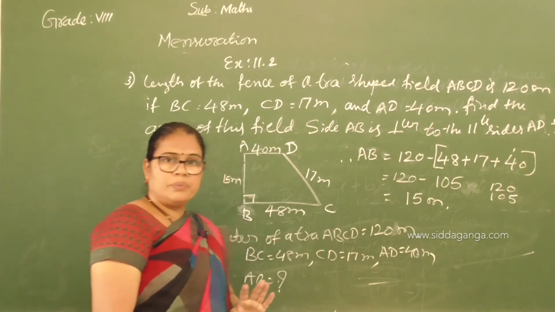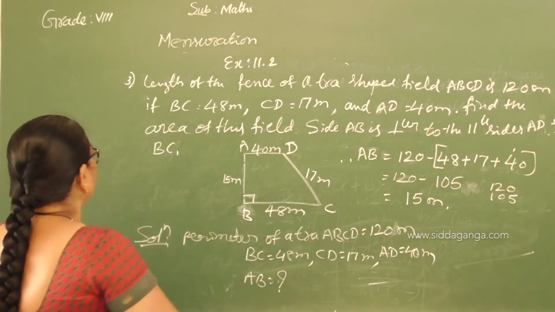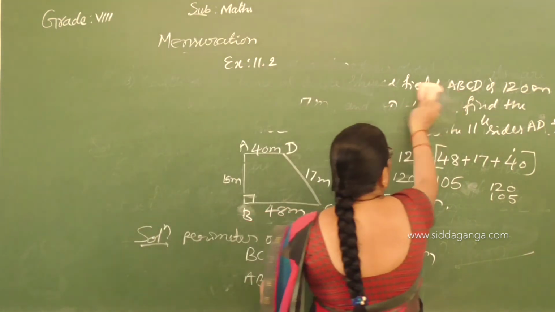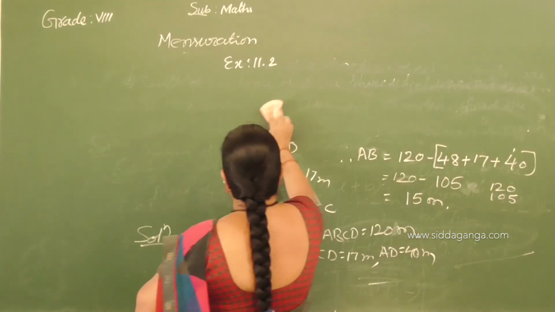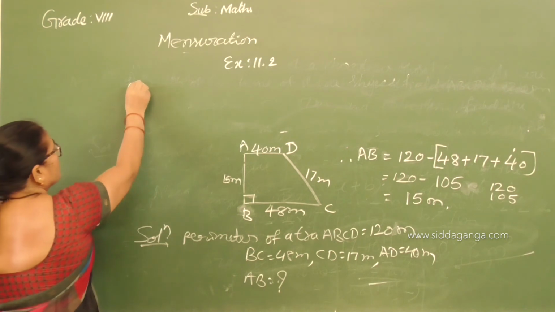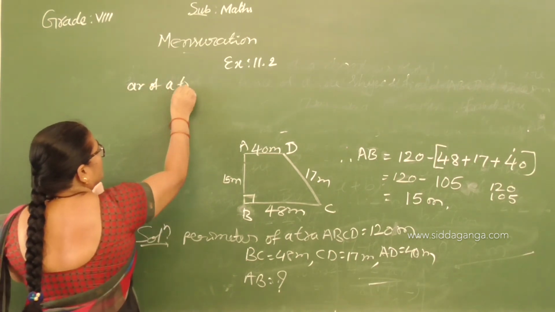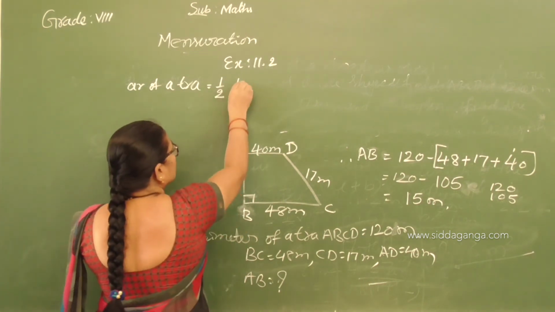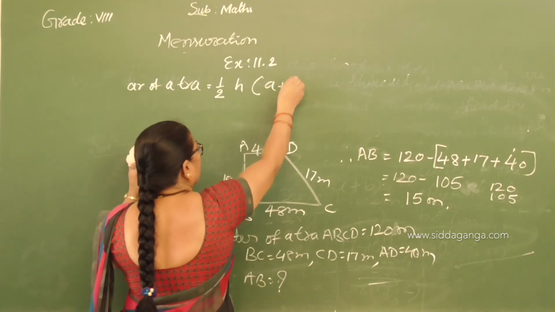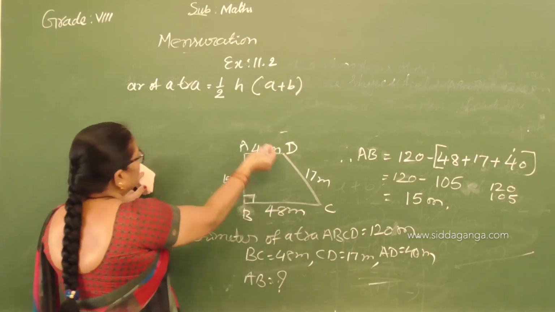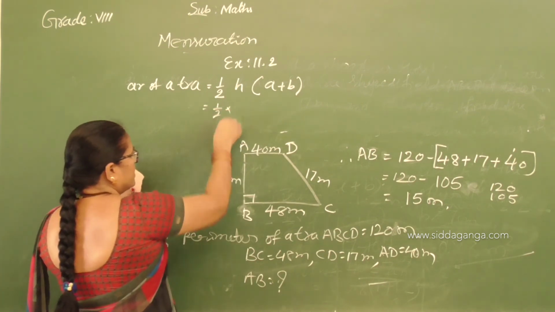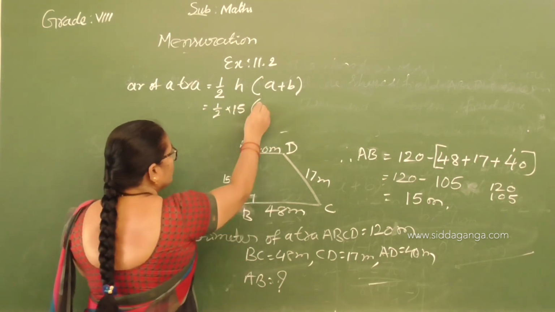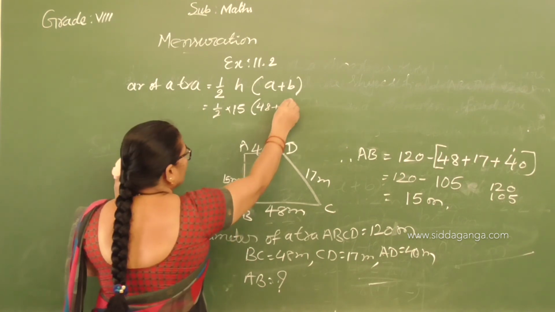So we have to take the area of a trapezium formula. Area of a trapezium is equal to half into h into sum of two parallel sides BC plus AD. That will be equal to half into, here what is the h? AB is h, 15, AD is equal to 48, BC is equal to 40.